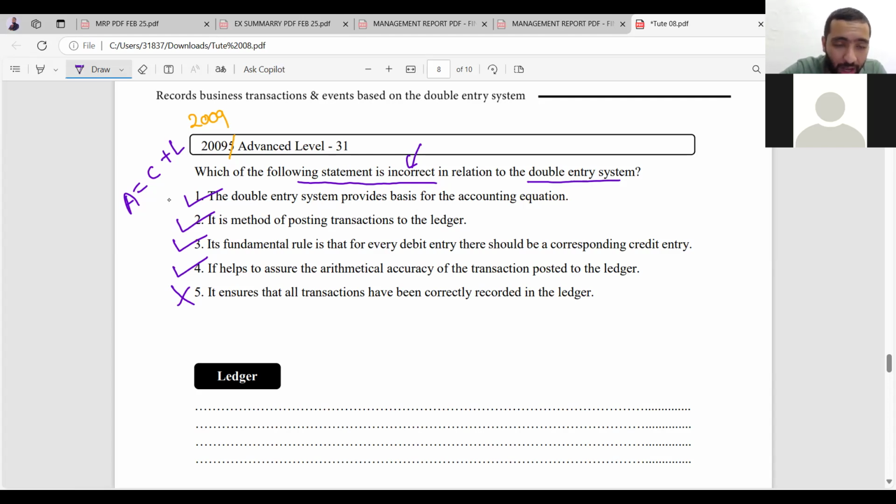Right? Make sure this is the answer. This is a bit of a complex question, a 2009 advanced level question, right? Okay, so let's move on.